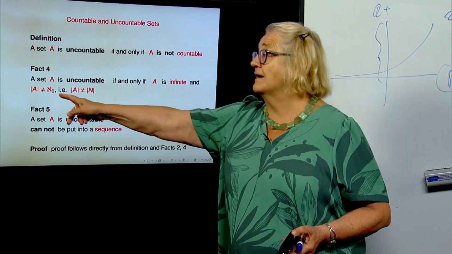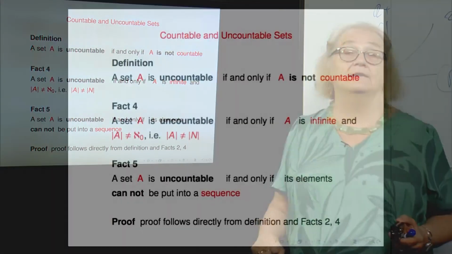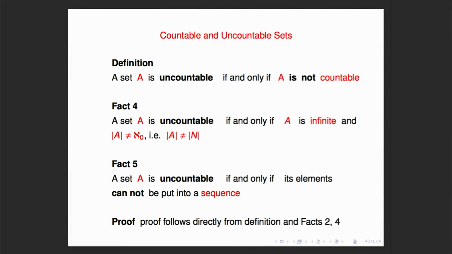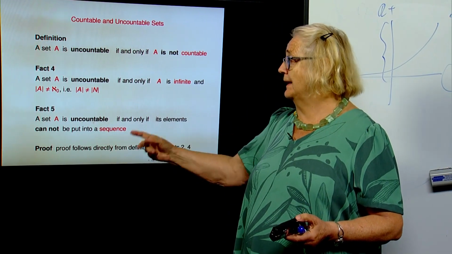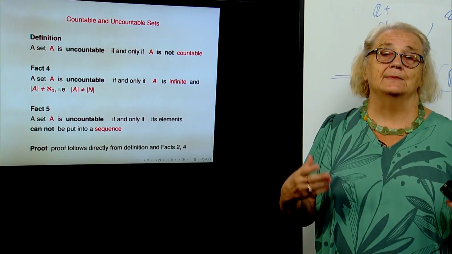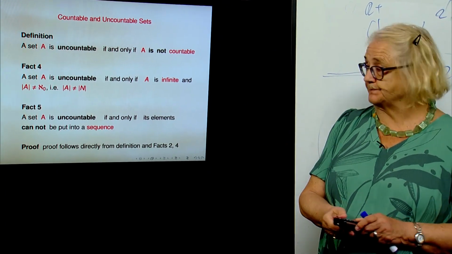and its cardinality is not aleph 0. It means the cardinality is not the same as the natural numbers. So if the cardinality equals that of N, you can put all elements into a sequence. If it's uncountable, you cannot put the elements into a sequence.